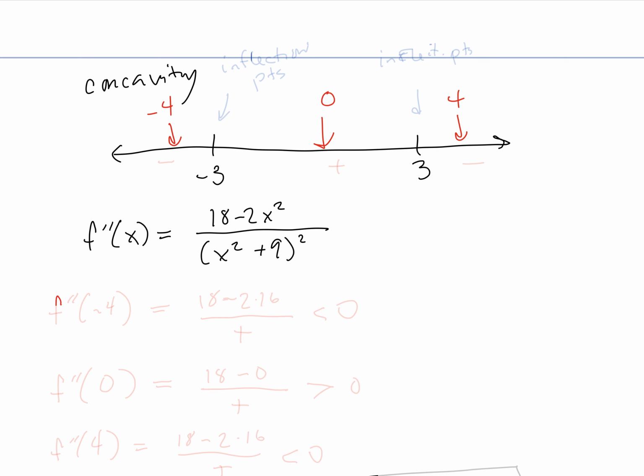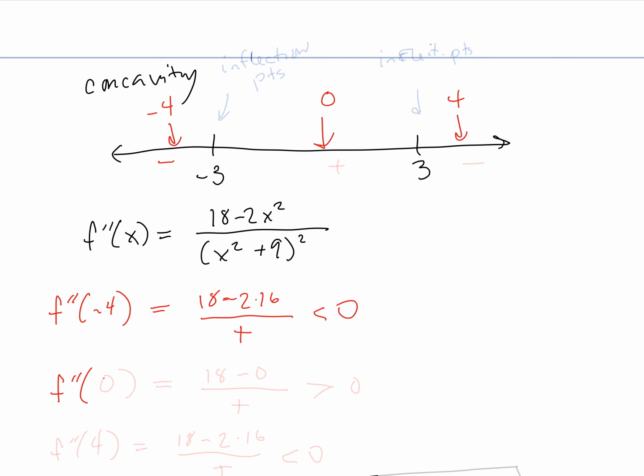So we're testing these points in the second derivative, f double prime of negative 4. Well, on the top, that's 18 minus 2 times 4 squared, divided by (x squared plus 9) squared. We don't really care, it's just a positive number. So what have we got? We got 18 minus 32, that's less than 0. This is negative, so it's going to be concave down on that interval.